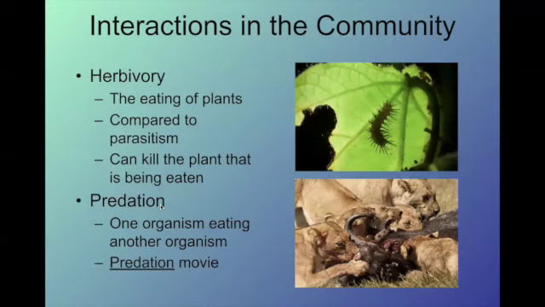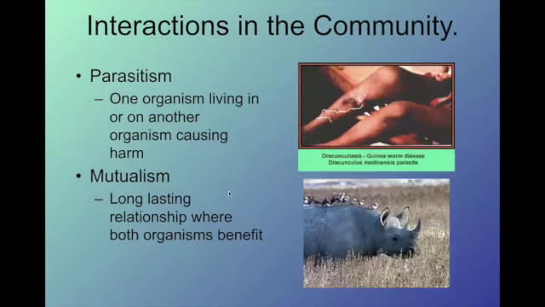Herbivory might be a new term for you. It's the eating of plants. And so any bug that's going to eat a plant, we call it herbivory. And then predation is one organism eating another. Parasitism is one organism living in or on another, causing harm. And mutualism is a long-lasting relationship where two organisms thrive off of each other. So they are both benefiting from the relationship.